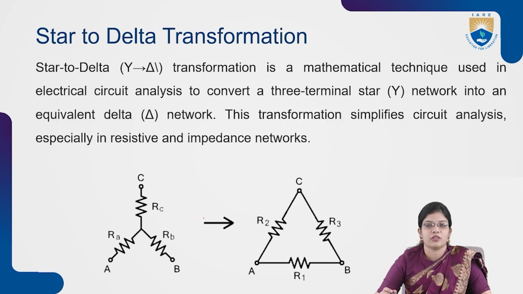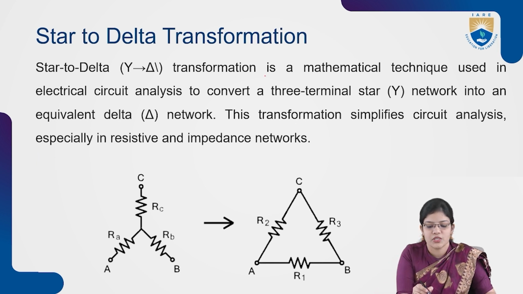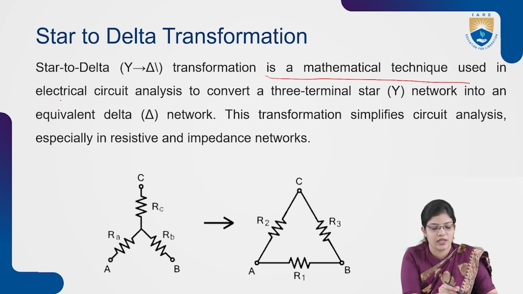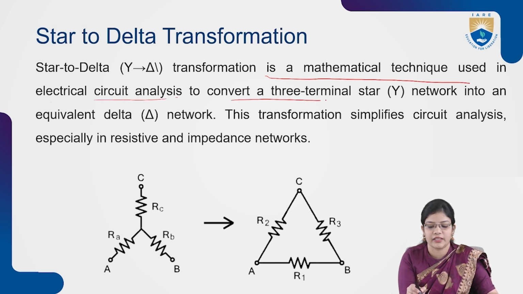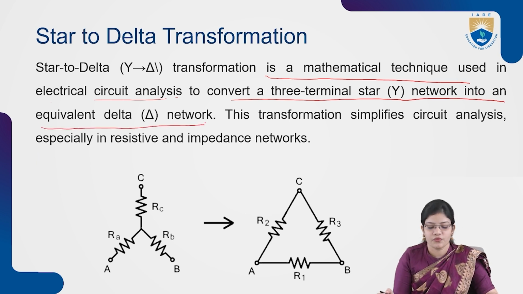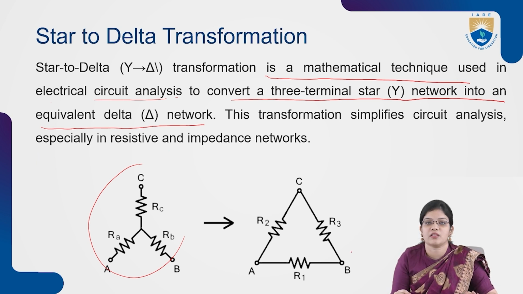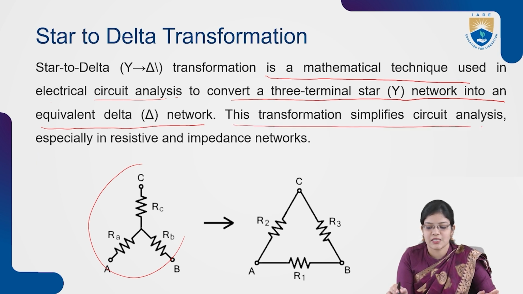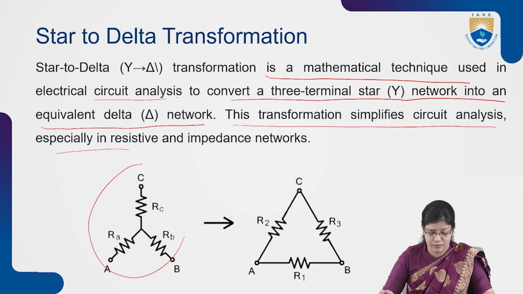So first we are going to learn how to convert star to delta transformation. This star to delta transformation is a mathematical technique used in electrical circuit analysis to convert a three-terminal star network into an equivalent delta network. So first this is the star network. This will be converted into a delta network, consisting of three resistances which can be denoted with A, B, C, or 1, 2, 3, or X, Y, Z, according to your requirement. This transformation simplifies the circuit analysis, especially in resistive and impedance networks.